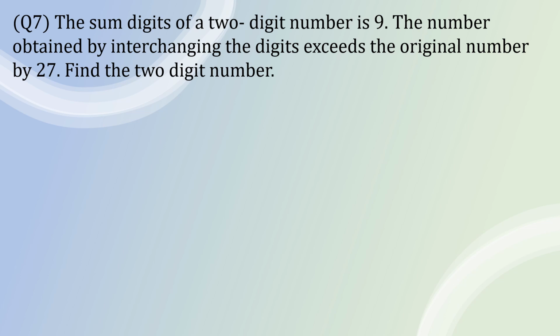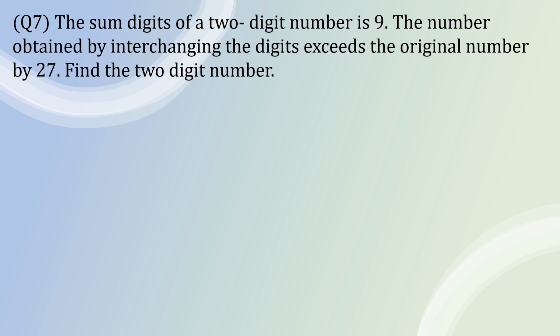So, the sum of the digits of the 2-digit number is 9. A 2-digit number means like 10, 11, 12. These are 2-digit numbers. So, they have said that if you add the digits of this 2-digit number, the sum will be 9. So, one digit is in the tens place and the other digit is in the units place. So, if you add, then you will get 9. This is your first condition. Then what is the second? The number obtained by interchanging the digits, meaning if you interchange the digits. For example, if 13 is the 2-digit number, I've just taken one example, 13, and if you interchange, then 3 will come to the tens place and 1 will go to the ones place, then it will become 31.